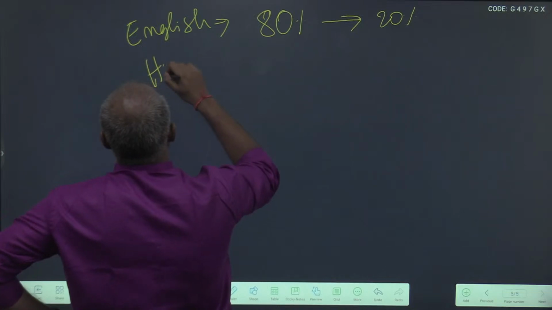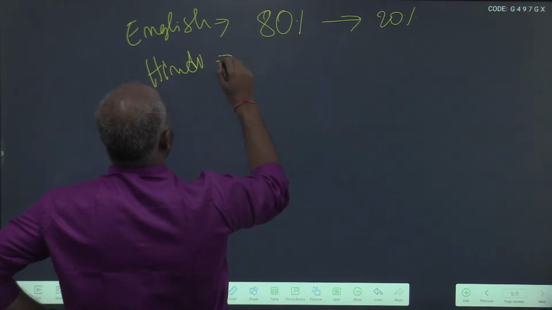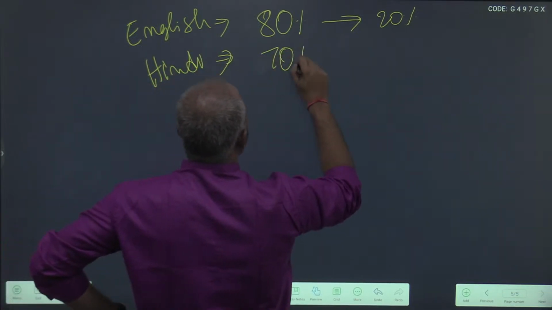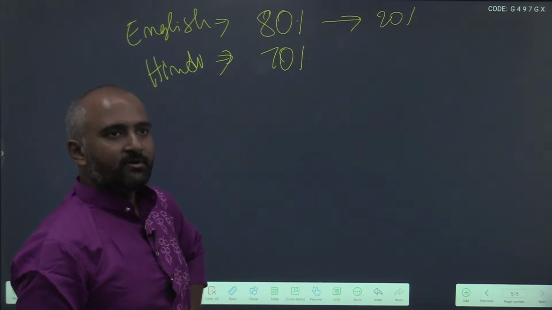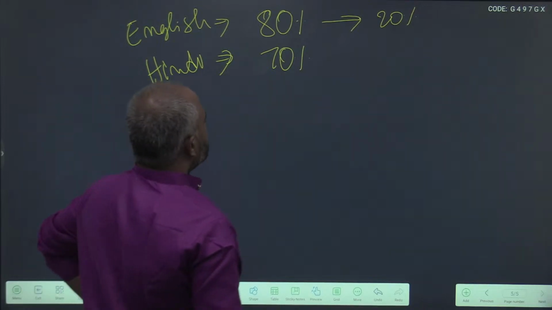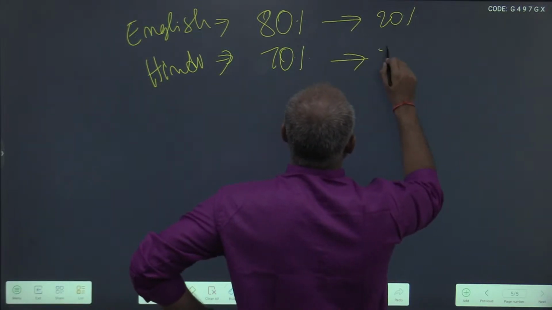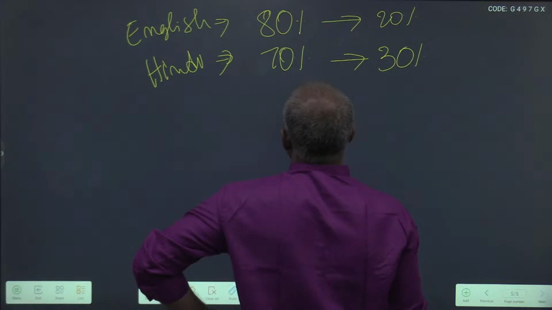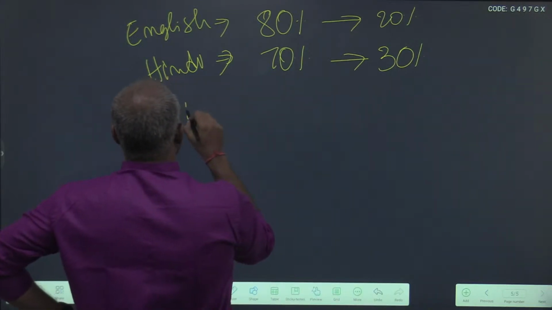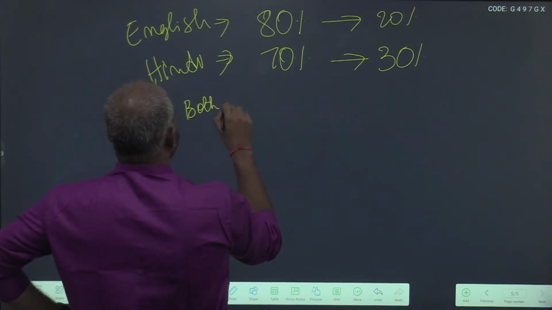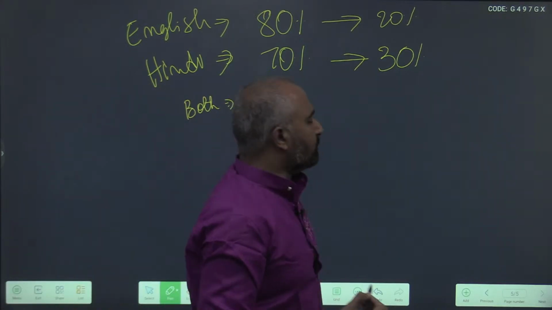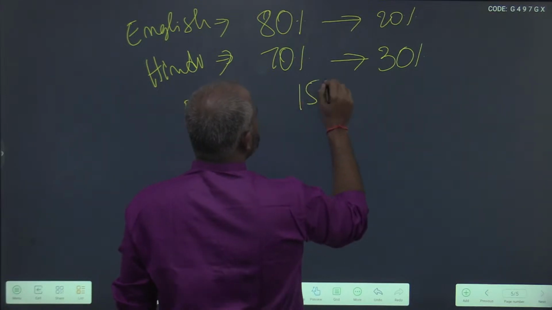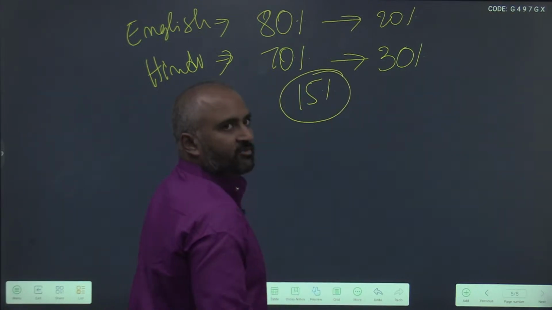In Hindi, how many have passed? 70% of the students have passed. So how many have failed? That means 30%. And the students who failed in both are 15%.